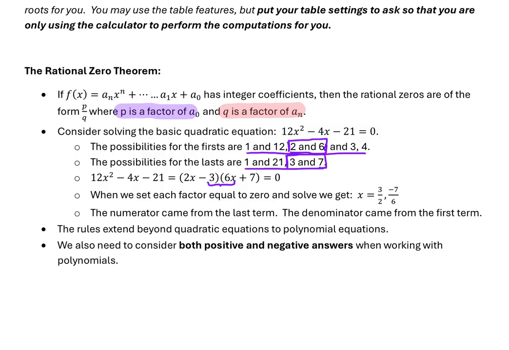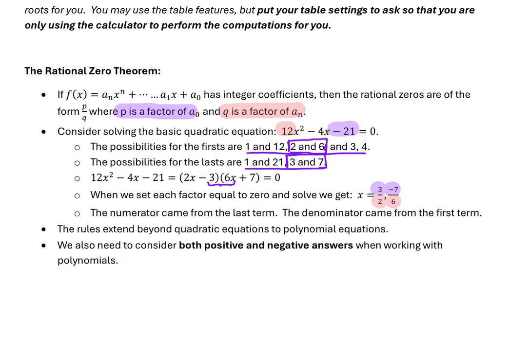Then, of course, we set each factor equal to 0 and we solve. Let's remember where these numbers came from. On the tops, we have our 3 and negative 7. These came from the last number. On the bottom, we had 2 and 6. These came from the first number.